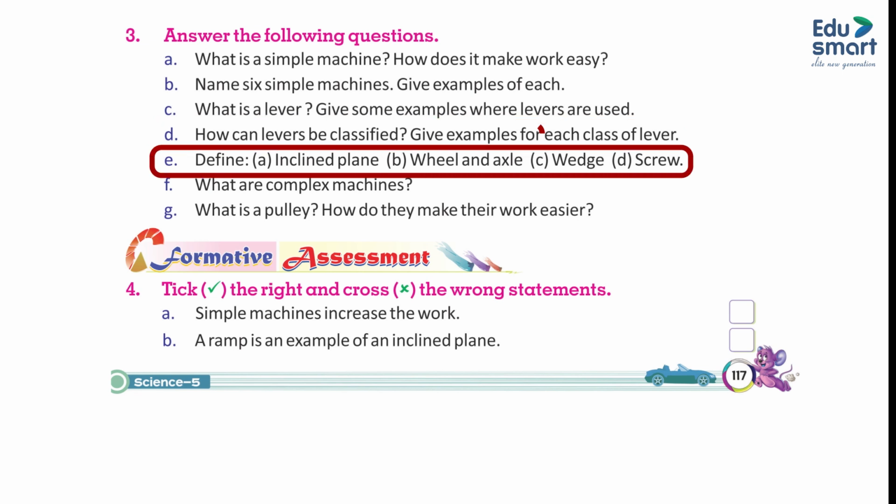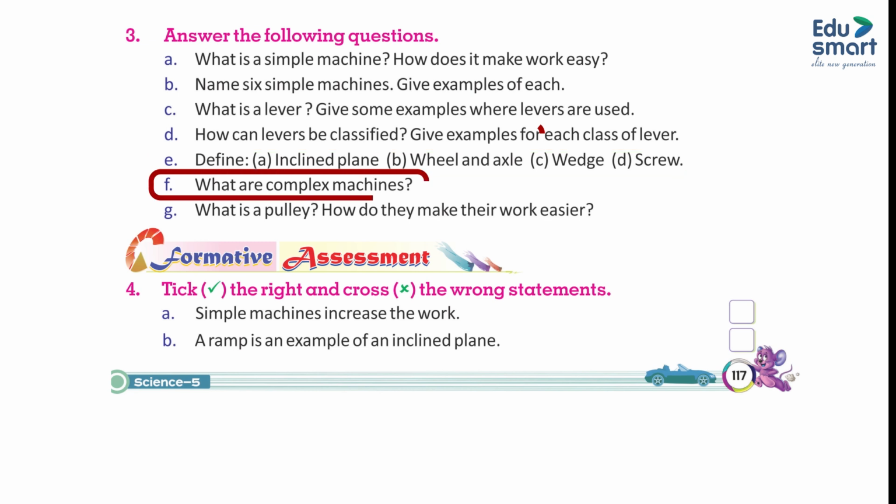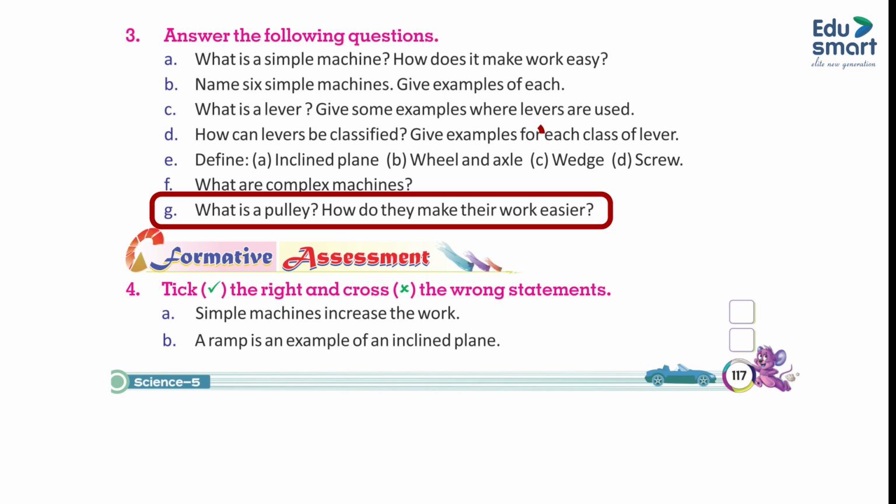E. Define. A. Inclined plane. B. Wheel and axle. C. Wedge. D. Screw. F. What are complex machines? G. What is a pulley? How do they make work easier?